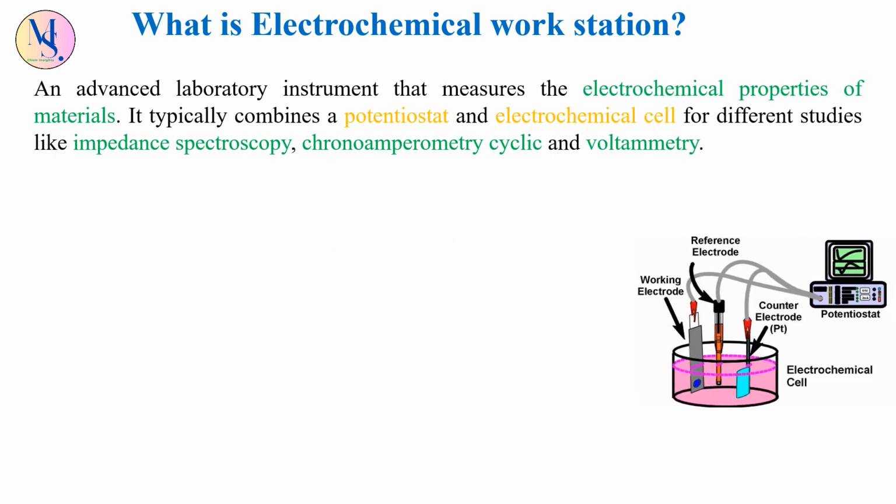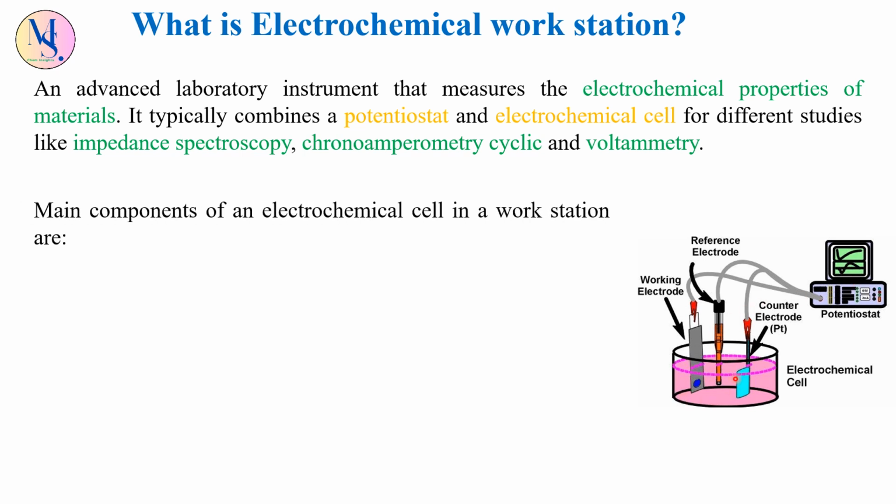Electrochemical workstation is an advanced laboratory instrument which measures various electrochemical properties of materials used inside the electrochemical cell, like impedance spectroscopy, chronoamperometry, cyclic voltammetry. It basically combines the potentiostat with electrochemical cell.